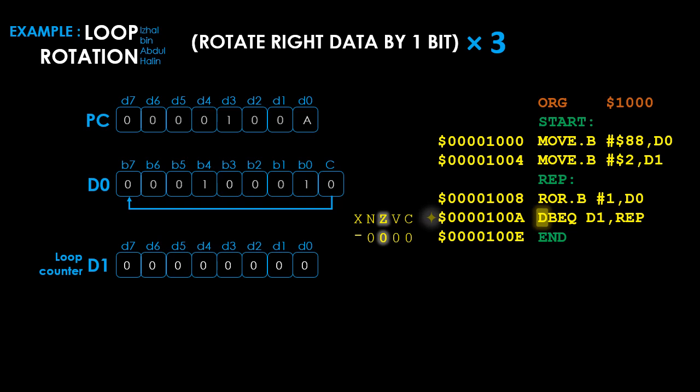Since the Z flag is 0, a branch is supposed to take place when the instruction DBEQ is executed. Upon executing DBEQ D1, rep, data register D1 is decremented by 1 as usual. However, its new value is -1. Thus, the program counter changes its value to point to the next instruction at 100E. The program does not branch back to rep. The program simply ends. This is how the DBEQ instruction can be used with the rotate instruction in order to rotate data 1 bit at a time. It uses the Z flag and register D1 to determine whether to rotate or not.